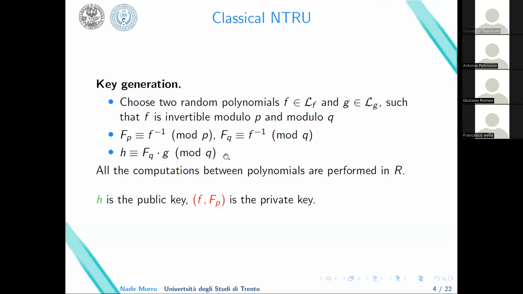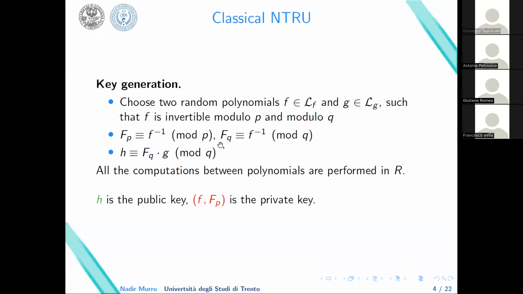After this evaluation, we are ready for concluding the key generation phase, evaluating the public key. The public key is just obtained from the polynomial g that we have sampled in this set, multiplied by the inverse of f modulo q. Remember that all the calculations are performed also in our ring R. So in this scheme, the public key is this polynomial h, and the private key is composed by these 2 polynomials, f and the inverse of f modulo p.